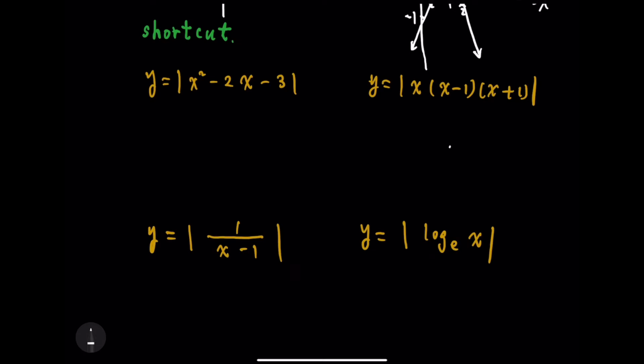Okay, let's see. The first question, inside the absolute value was a quadratic. So it's a parabola. The x-intercepts are 3 and, I think, the other one is -1. Yeah, the y-intercept is going to be -3. And then your vertex is going to be 1 and -4. So that's your vertex. So your curve would be like this.